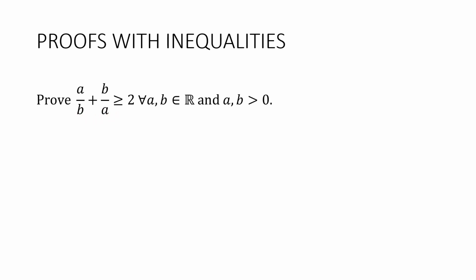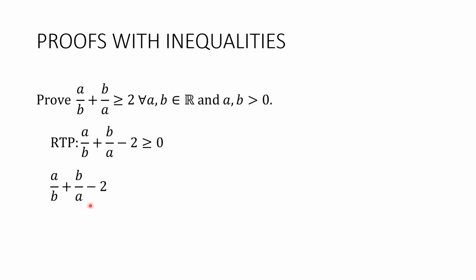So I'm going to start with a required to prove statement. I want to prove that A over B plus B over A minus 2 is greater than or equal to 0. Now, it is much easier to prove something's greater than or equal to 0 than greater than or equal to 2. So that's why we do it. Now I'm going to start with the left-hand side. We don't put this inequality in yet because we don't know that this is true. We're trying to prove that that's true. So we start from the left-hand side and work towards the right-hand side.